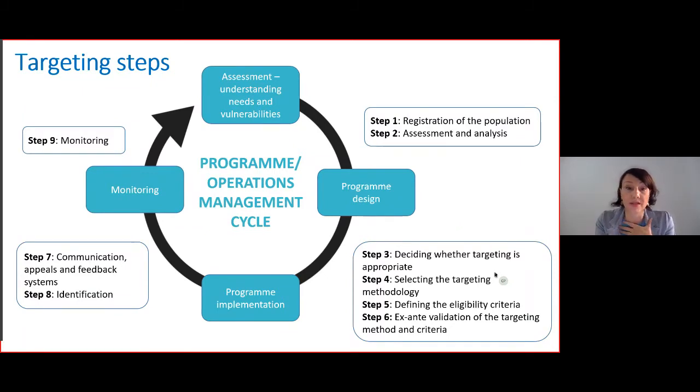So when we refer to the targeting steps, we need to have in mind really the program cycle that often starts with an assessment to understand the need and the vulnerabilities of the population. And we have here the 2 targeting steps on the registration and analysis. Then, based on the results of the assessment, we will have the program design. And there are 4 steps related with the specific program design related to targeting. Then we have the program implementation, with 2 steps related with targeting, and then the monitoring. We are going to go over these 9 specific steps for targeting.